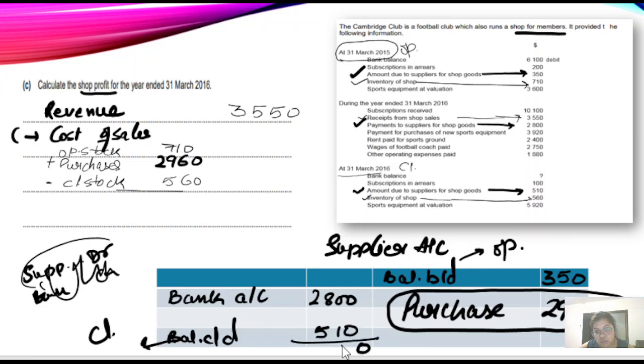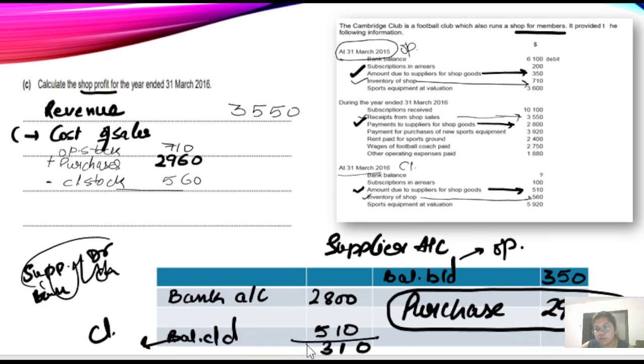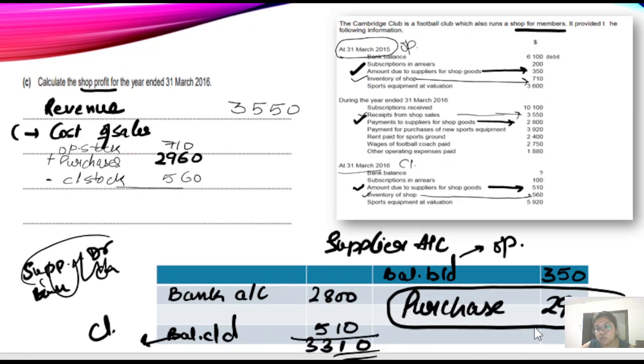So what is the total? Let me do it for you. 33110, sorry. So what you're going to do, you just need to add these two values and then deduct 350, and this is your balancing figure, and this indicates this much you purchased, 2960, and you have to write it here. After solving this, add 710 plus 2960 and deduct 560, your amount will be 3110.